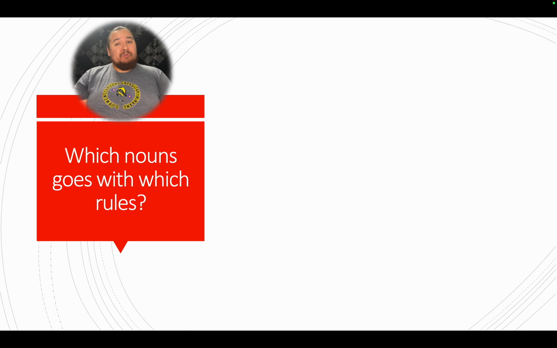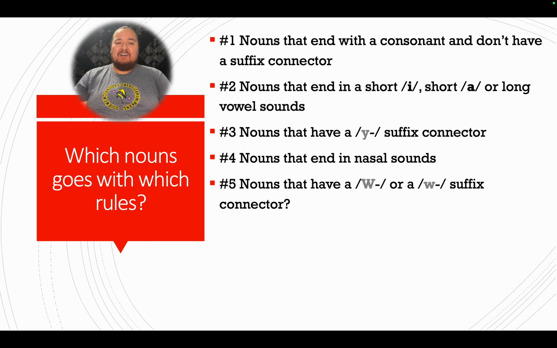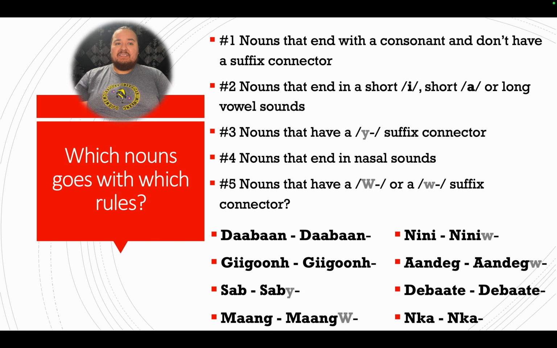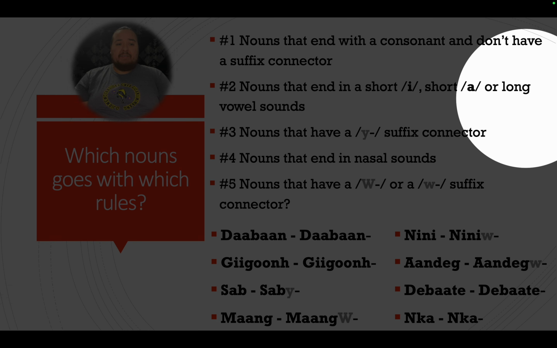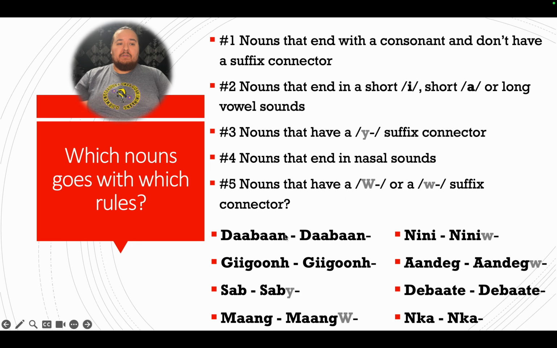So which nouns go with which rules? We have all of our rules listed here, and a list of nouns. The first one is our noun daban. Daban ends in a consonant sound and doesn't have a suffix connector, as indicated right here. So if a noun ends with a consonant sound and doesn't have a suffix connector, that aligns with rule number 1.